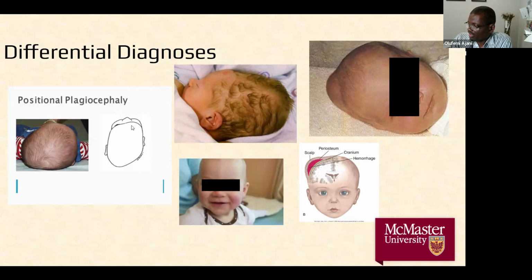The other way of differentiating is the parallelogram. This looks like a parallelogram, not a trapezoid. So ear forward, parallelogram appearance, everything just goes forward. The forehead on the ipsilateral side also bulges forward. That is positional plagiocephaly. This is not craniosynostosis at all, and the treatment is different.